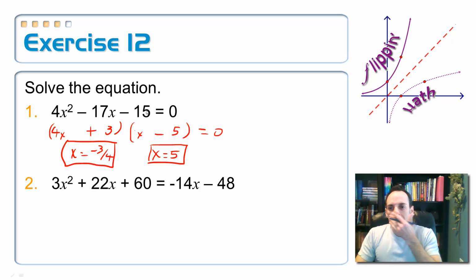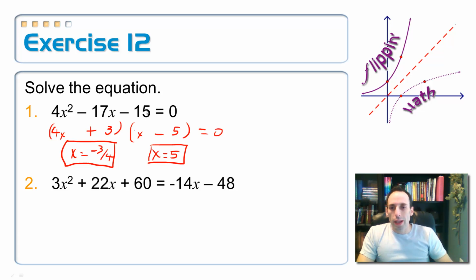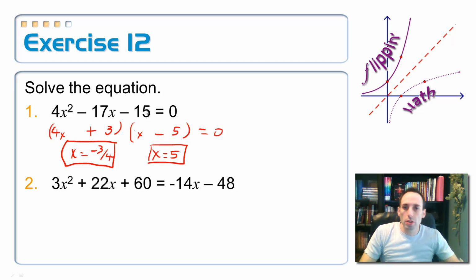All right, look at number 3. Why don't you try number 2 by yourself? And you might be going, well, what am I supposed to do? I got stuff on both sides. Well, get everything on one side of the equation, and then you can apply that zero product property thingy again.